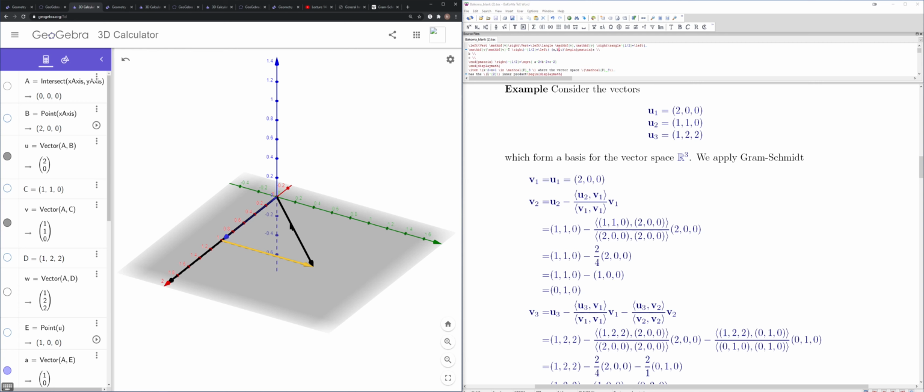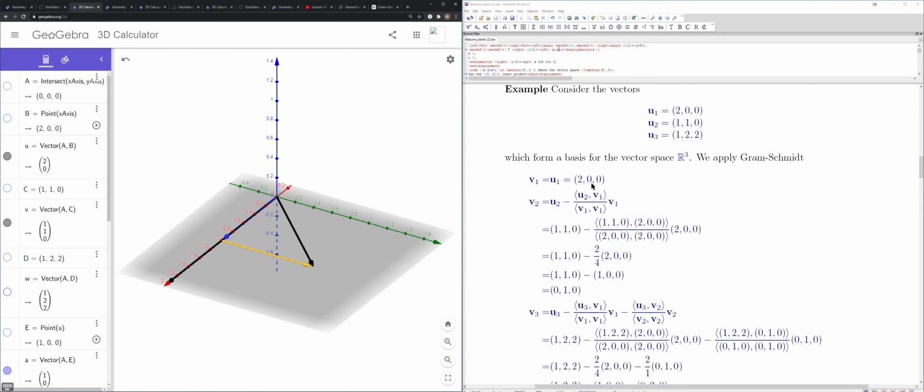I can't use this U2 because it has a component that is in fact parallel to the U1, and that component is this blue part over here. So for the U2 here, I get rid of that component, the component of U2 that lies in the U1 direction. Getting rid of that component is basically subtracting the projection of U2 onto V1.